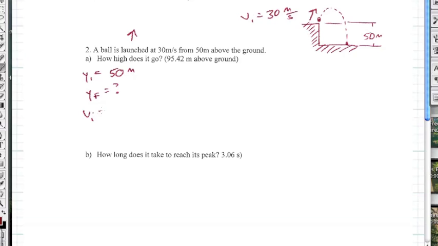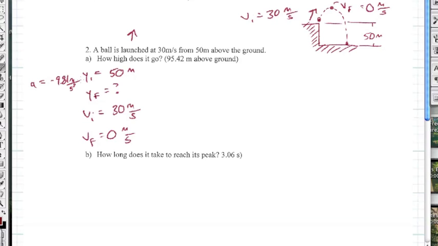We know our initial velocity, that's 30 meters per second. And what is happening at the highest point right there? In terms of velocity, we know that our final velocity at the highest point is 0 meters per second. So let's write that in as well. VF equals 0 meters per second. I think that'll come in handy. And also, as is always true, acceleration equals negative 9.81 meters per second squared.